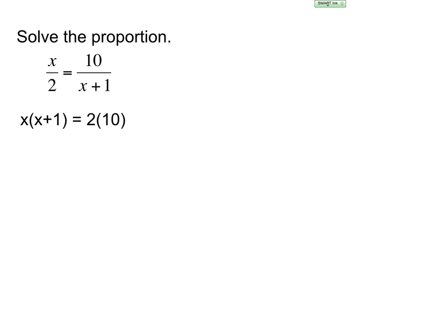This has a different look to it, right? Because when you multiply, don't you get x squared plus x equals 2 times 10, which is 20? So I get x squared plus x equals 20. Okay, what I'm doing is just multiplying. X times x is x squared. X times 1 is 1x. If you want to write the 1 there, that's fine.